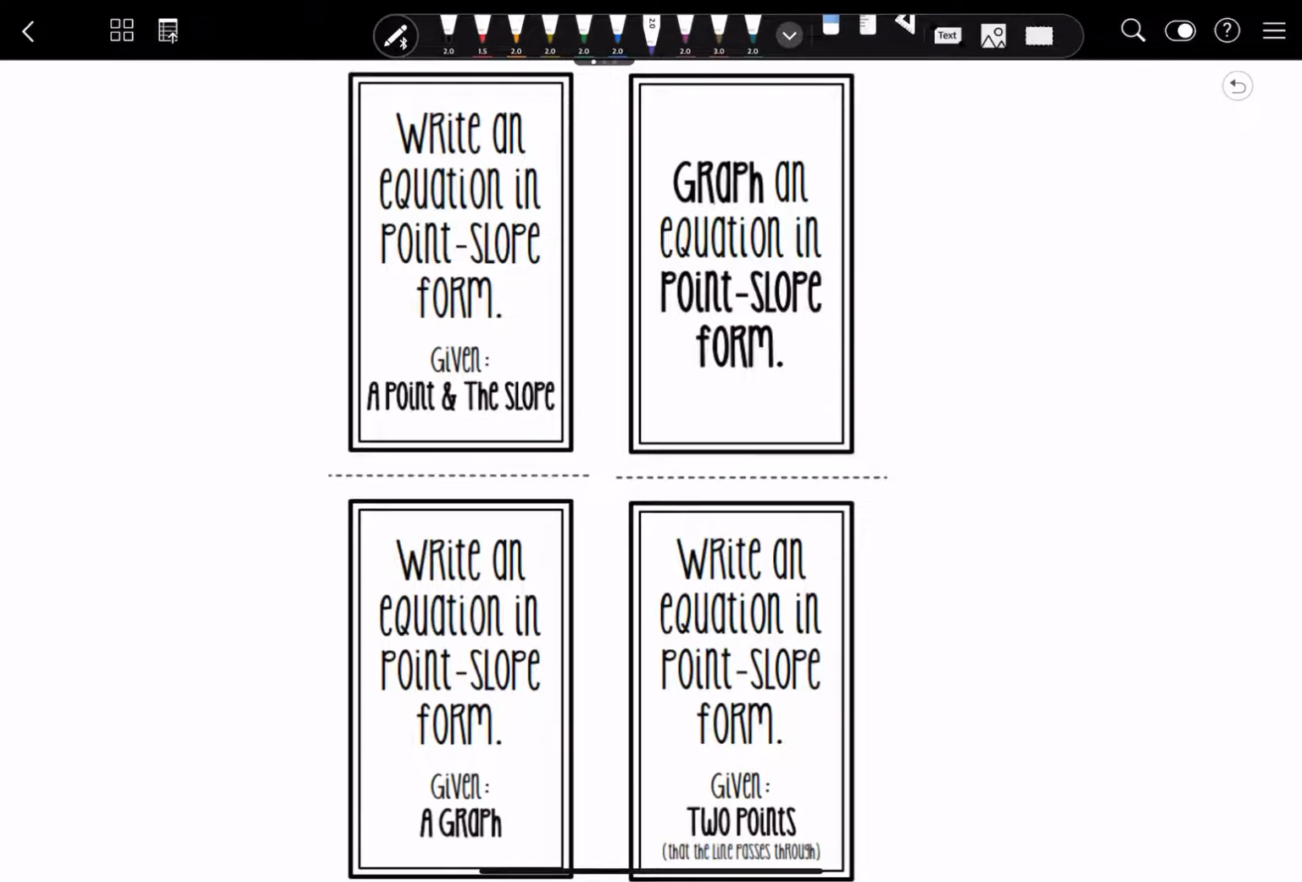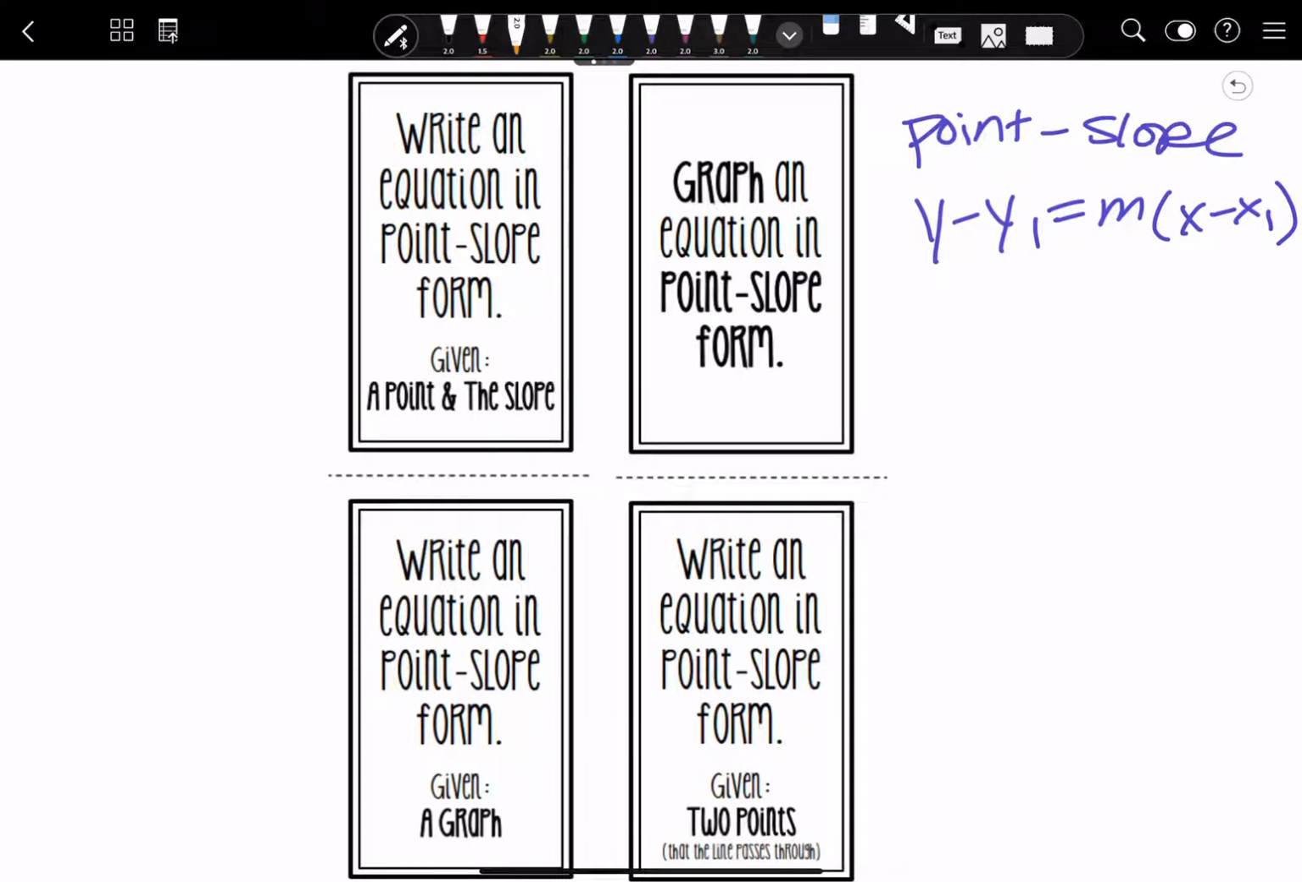Your point slope form needs, you guessed it, a point and a slope. So point slope form, which is the title of your notes, and write this off to the side where you're not going to have these glued in. Point slope form is y minus y1 equals m times x minus x1. Something super important that you need to notice is that x1 and y1 are some point on the line. So that 1 is 1 point.